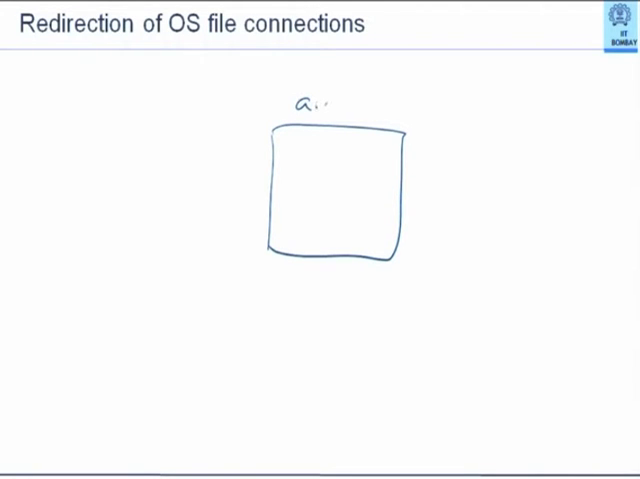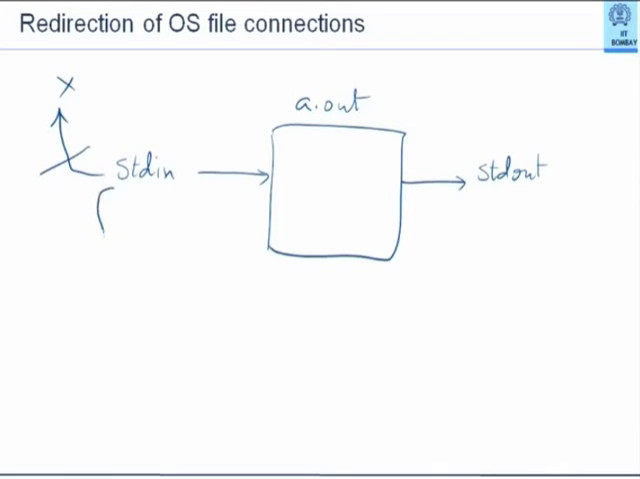Our concern is that if this is the standard connection that an operating system provides, then how can I make my input come from a source other than the keyboard? The operating system provides redirection. So if this is your a.out, and as I said, the input is connected to stdin, and the output is connected to stdout, instead of this connection to your keyboard, it is possible to tell the operating system that, look, I want to run this a.out, but I don't want to give input from the keyboard. So please divert this stdin to something else and collect input from this file.